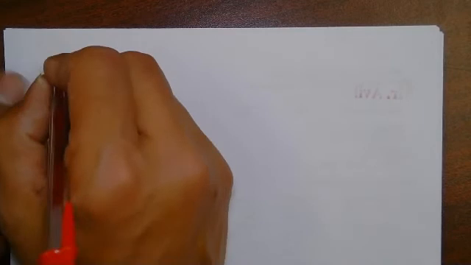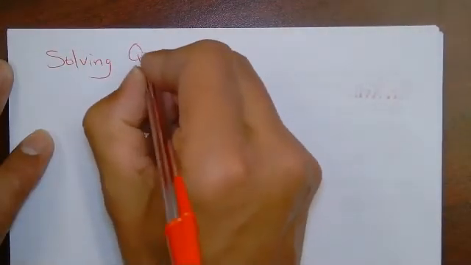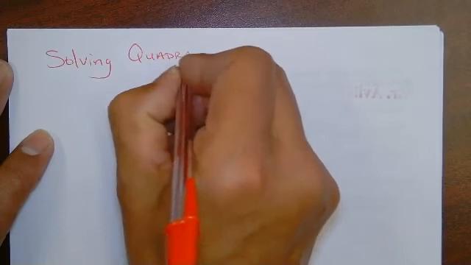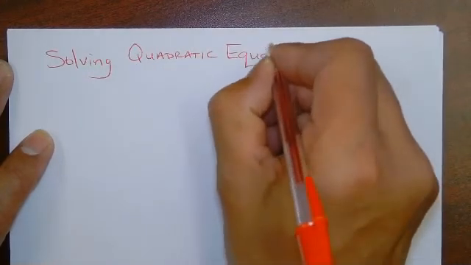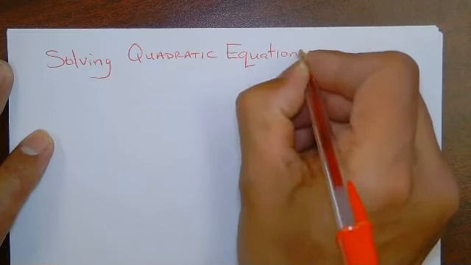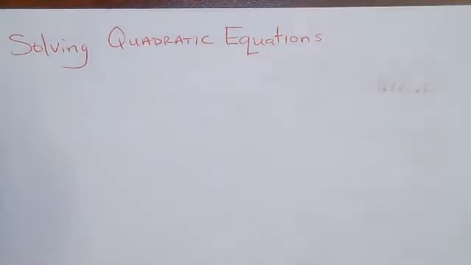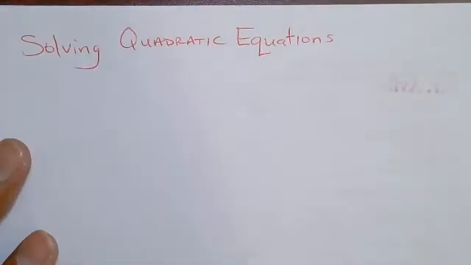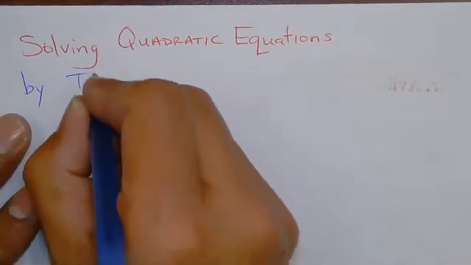Okay, this is the second part. Part 2, right? We started yesterday solving, anybody remember what it was called? Solving quadratic equations, but only this specific method, right? Solving quadratic equations, which method was it? By taking square roots, correct, exactly.